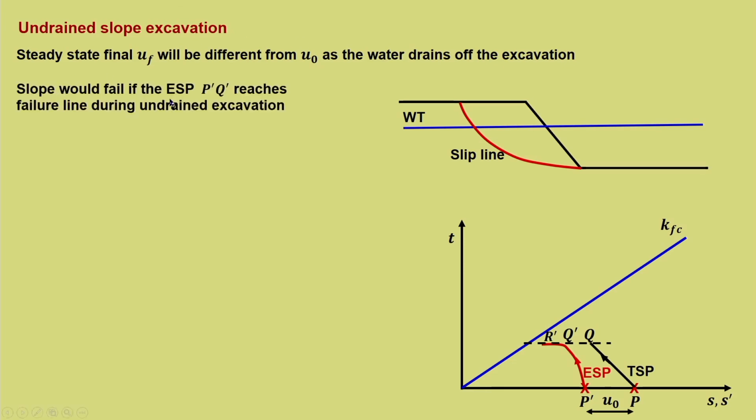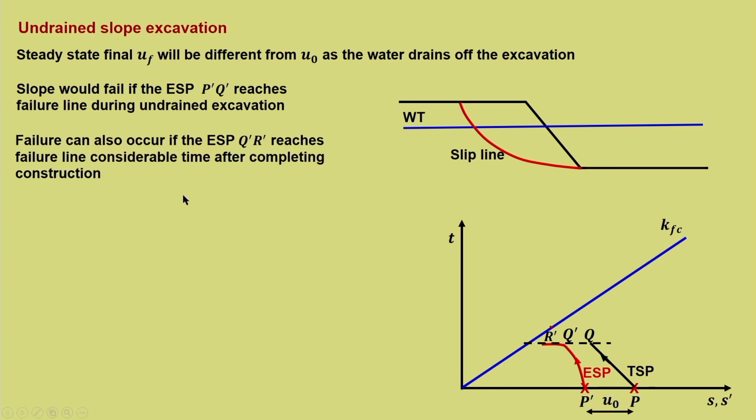The slope would fail if the ESP, that is P'Q', reaches the failure line during undrained excavation. Now, it can so happen that from P' to Q' it just extends and joins the failure line. So, it can fail in that manner as well, that is, during the undrained excavation itself it can fail. P'Q' represents the excavation. So, during excavation itself it can fail, or it can also fail because Q'R' can reach towards the failure line, that is, after some time, after completing the excavation.